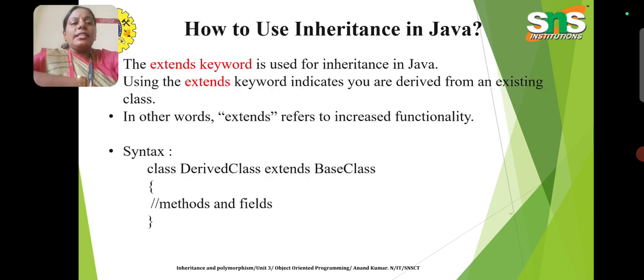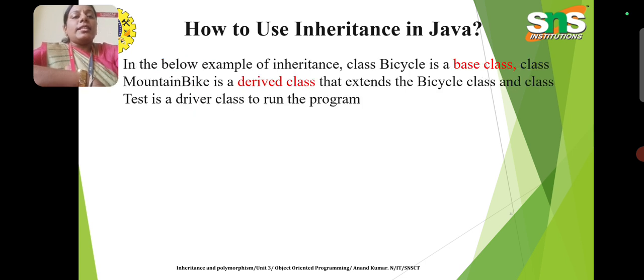How to use inheritance in Java? The extends keyword is used for inheritance in Java. Using the extends keyword indicates you are derived from an existing class. In other words, extends refers to increased functionality. Syntax: class derived class extends base class. So methods and fields. In the below example of inheritance, class bicycle is a base class, class mountain bike is a derived class that extends the bicycle class, and class test is a driver class to run the program.